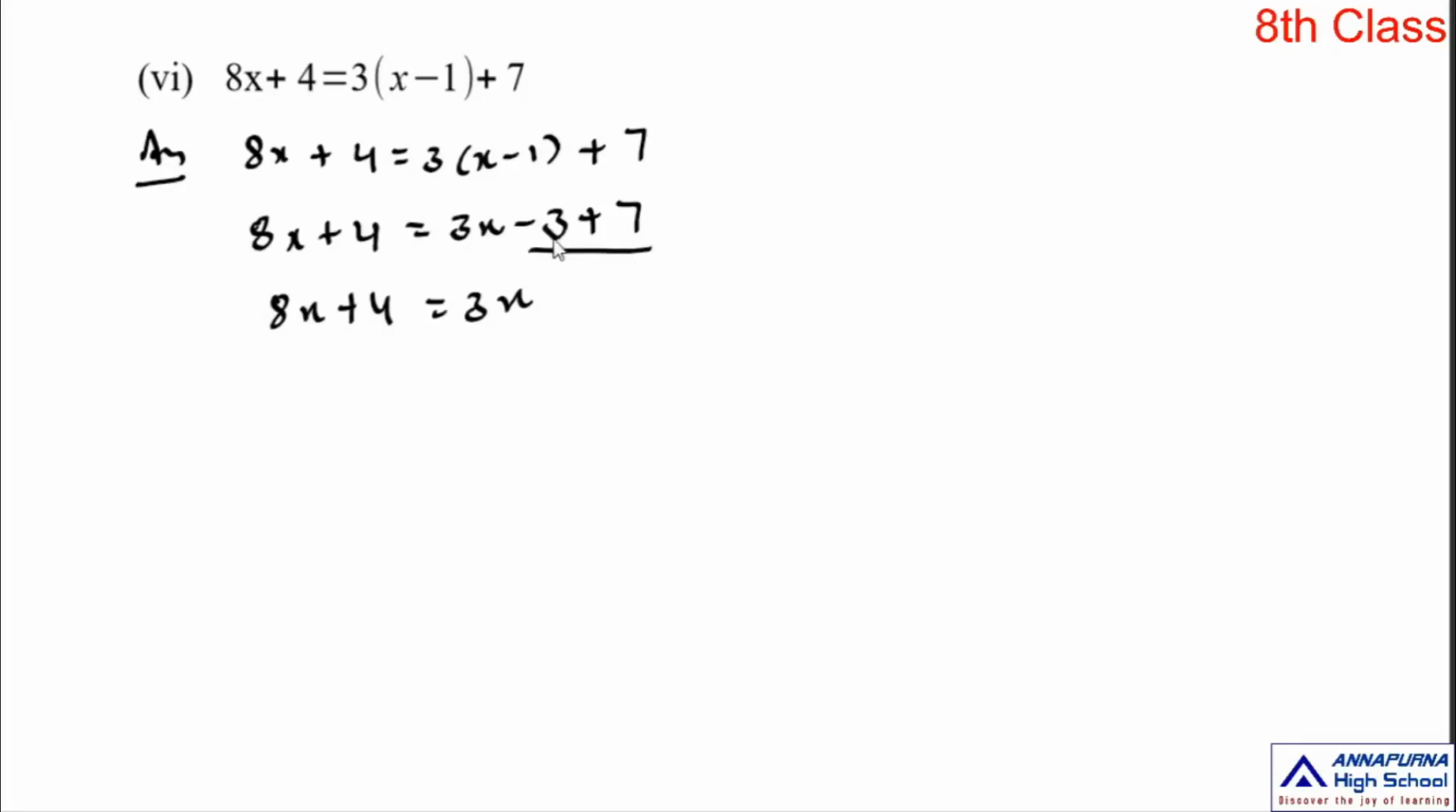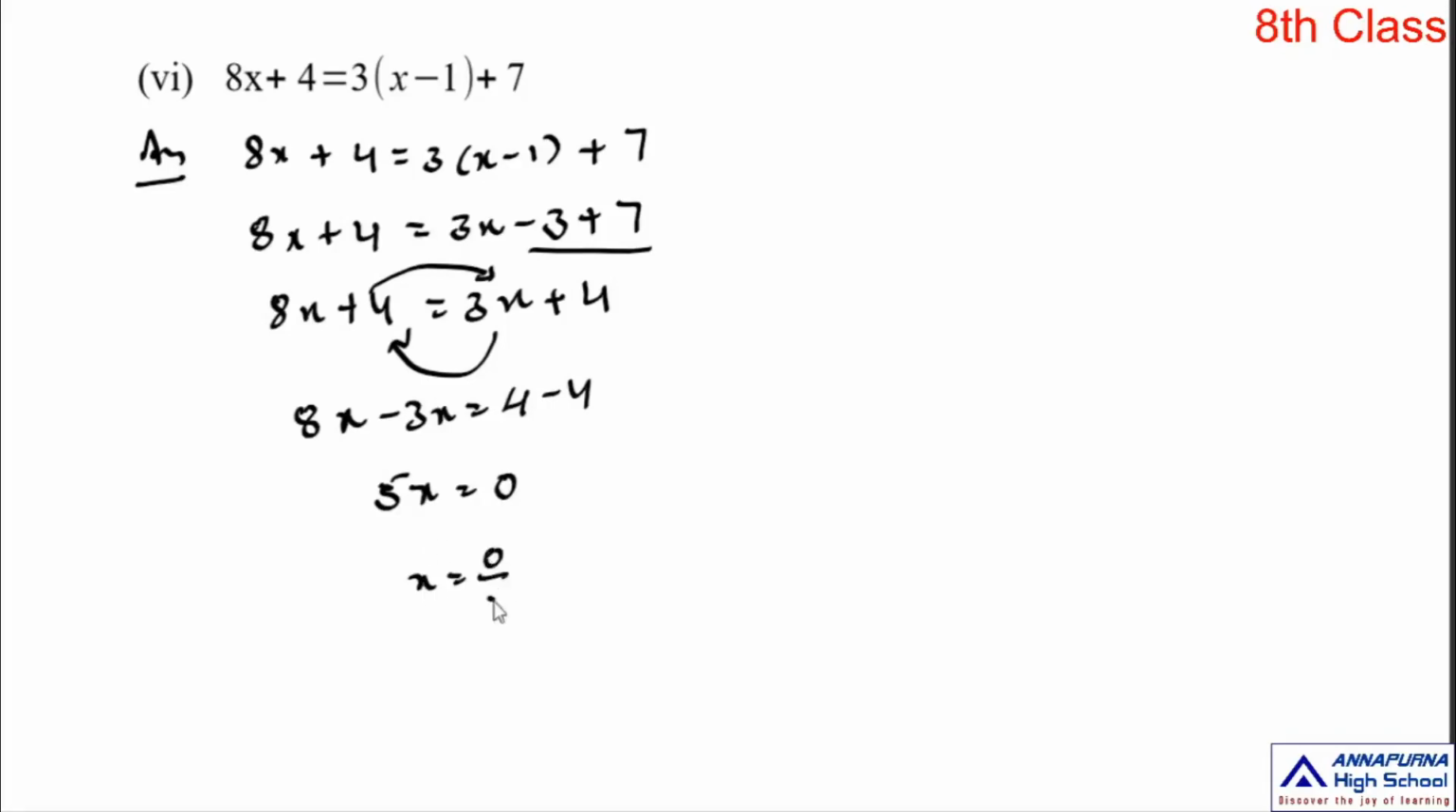Both are like terms now. Minus 3 is a constant term and plus 7 is also a constant term. So minus 3 plus 7 is equal to plus 4. Now transpose the variable terms to the left side and the constant terms to the right side. That means 3x transposes to the left side and plus 4 transposes to the right side. On the left side we already have 8x. 3x is transposed to the left side, it changes to minus 3x. And on the right side we already have 4. When you transpose this plus 4 to the right side, it changes to minus 4. So 8x minus 3x, 5x, is equal to 4 minus 4, 0.